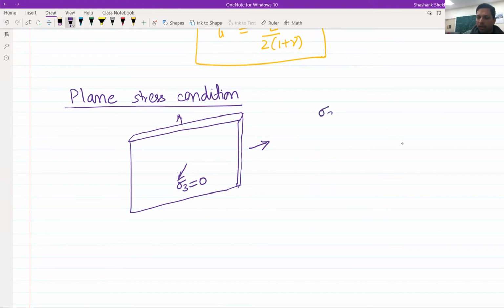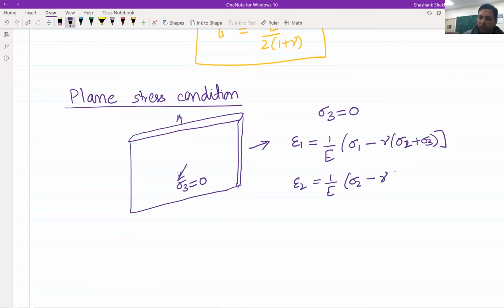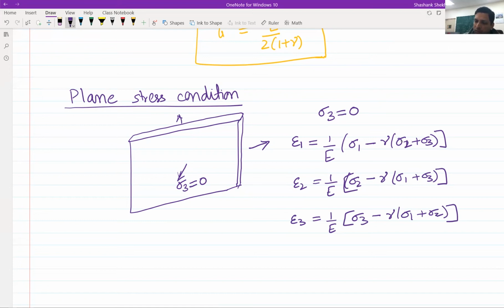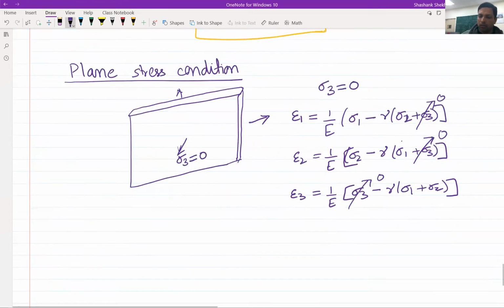Now with the condition sigma 3 equal to zero, we can use again the relation that we had earlier. We'll go back and write those equations as epsilon 1 equal to 1 by E, sigma 1 minus nu times sigma 2 plus sigma 3, epsilon 2 equal to 1 by E, sigma 2 minus nu times sigma 1 plus sigma 3, and epsilon 3 equal to 1 by E, sigma 3 minus nu times sigma 1 plus sigma 2. Now if you put sigma 3 equal to 0, what you get are relations like this.